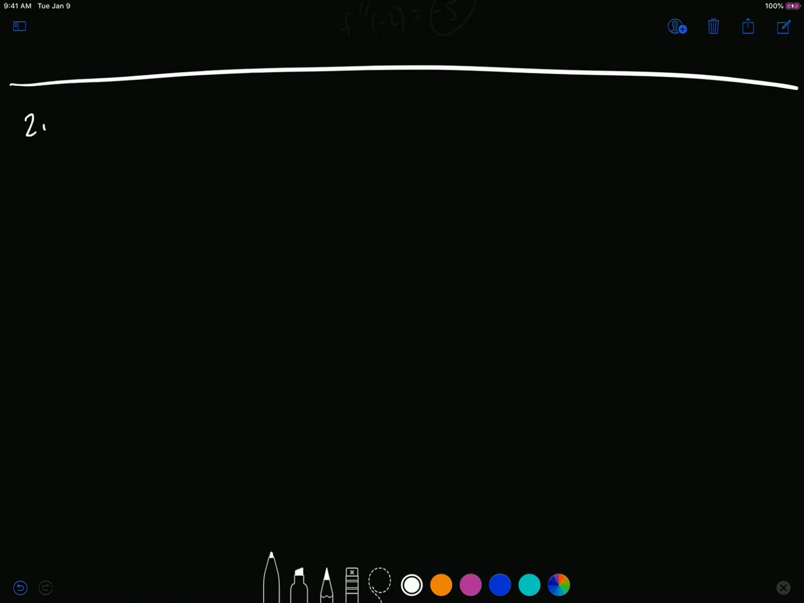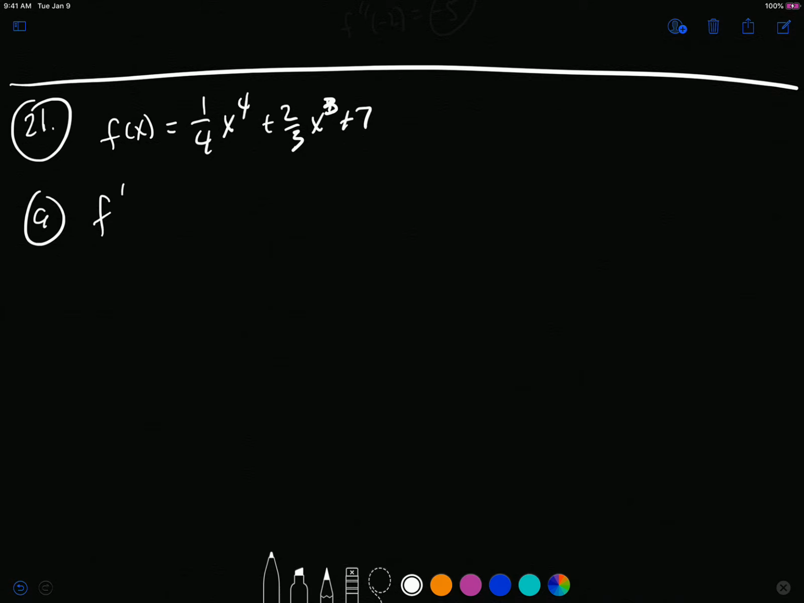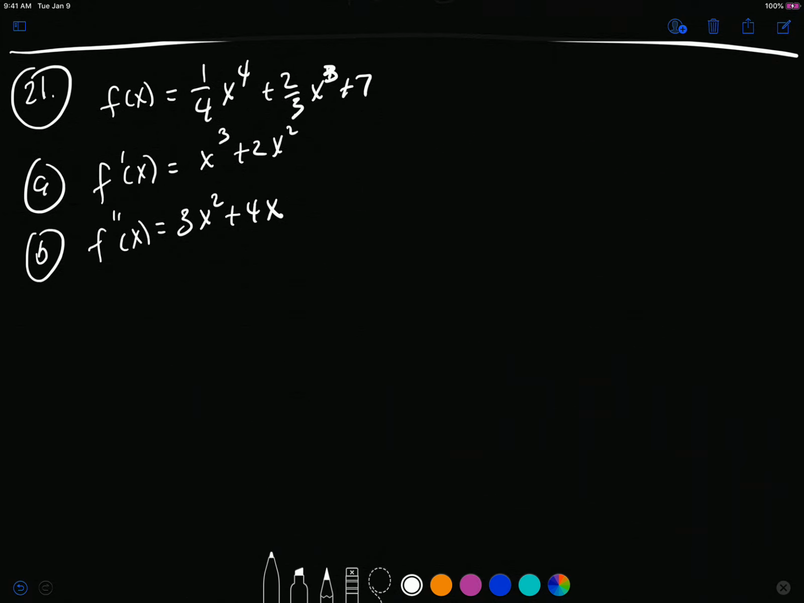So number 21, I have my function f of x is equal to 1/4 x to the 4th plus 2/3 x cubed plus 7. A is the first and the second derivative. The first derivative is x cubed plus 2x squared. The derivative of 7 is 0. The second derivative, f double prime, is 3x squared plus 4x. That's answer A, the first and the second derivative.